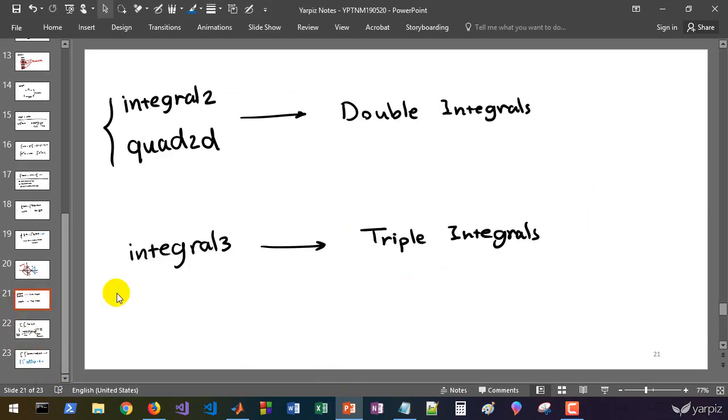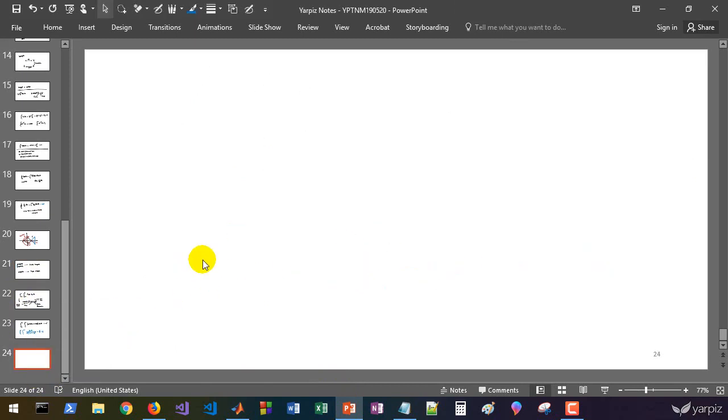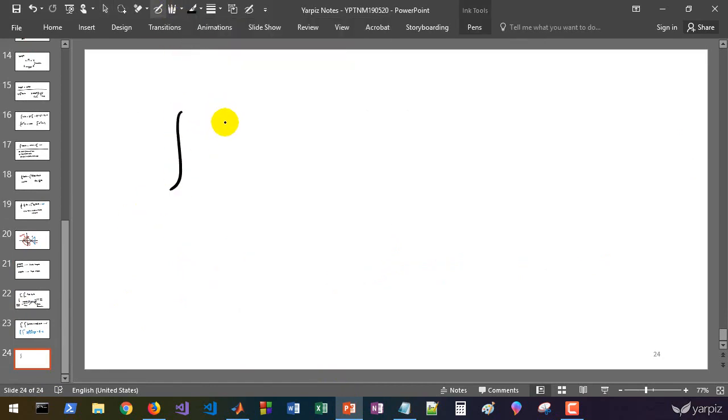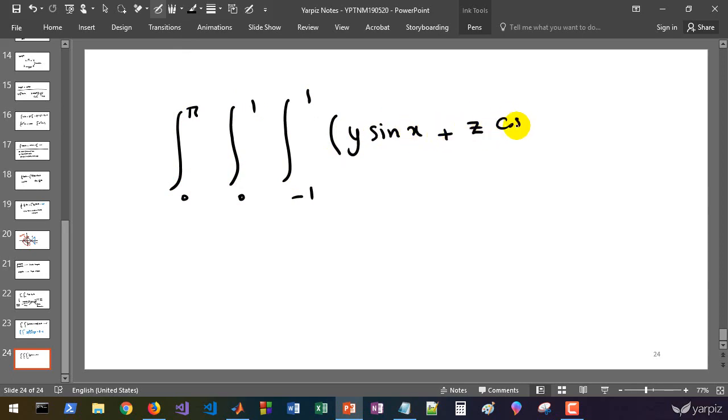And for triple integrals, as I mentioned before, we have the integral3 function, and that's almost the same. Let's do a simple example and finish this session. We are going to calculate the value of this integral. The limits of x are 0 to pi, the limits of y are 0 to 1, and the limits of z, our third variable, are minus 1 to 1, and the function is y sine of x plus z cosine of x, with dz, dy, and dx. And the exact value of this is 2.